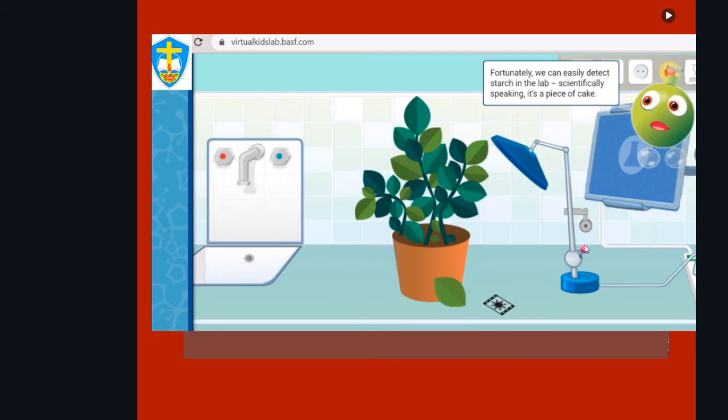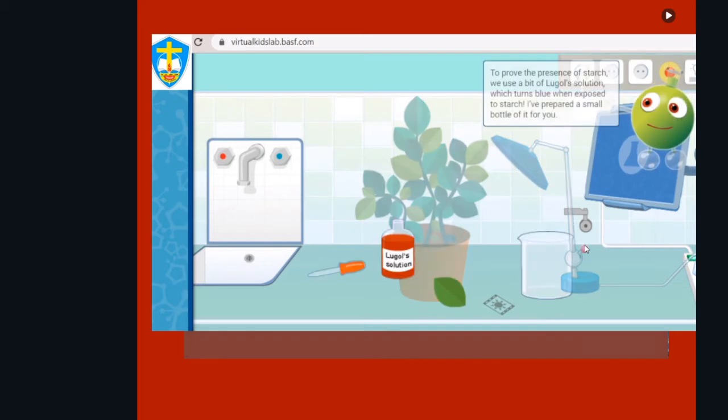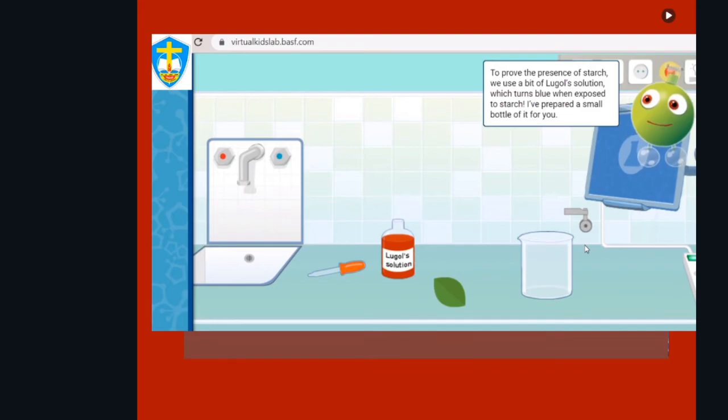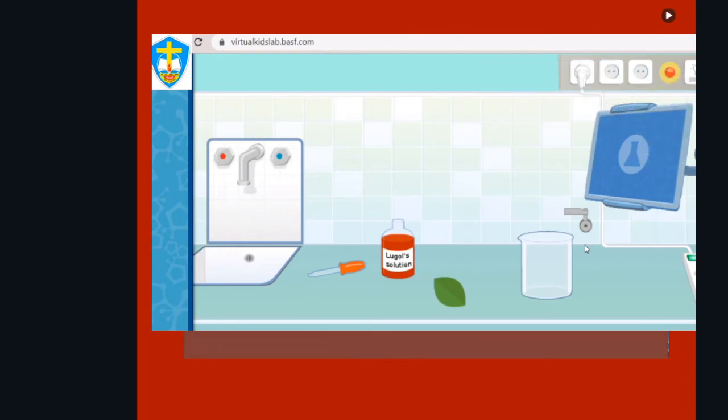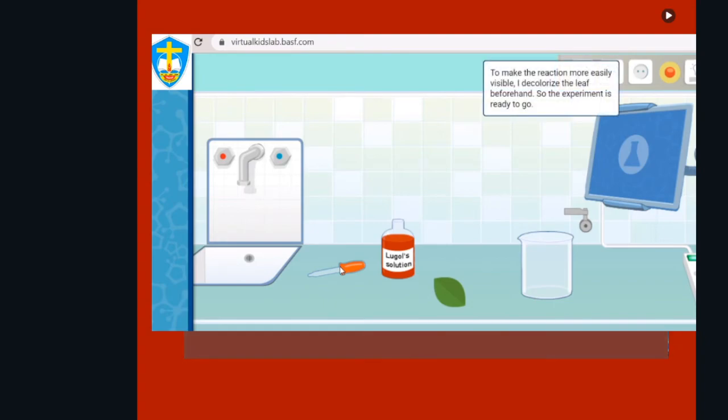Fortunately, we can easily detect starch in the lab. To prove the presence of starch, we use a bit of Lugol's solution which turns blue when exposed to starch. I've prepared a small bottle of it for you. To make the reaction more easily visible, I decolorized the leaf beforehand. So the experiment: pour a bit of Lugol's solution and water into the beaker, and then put the leaf in. Then we'll see what happens.